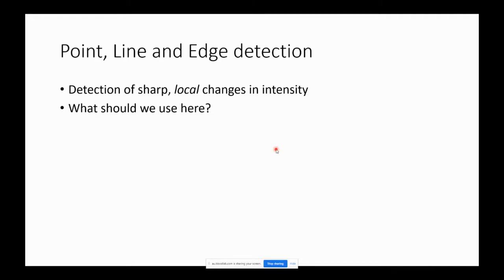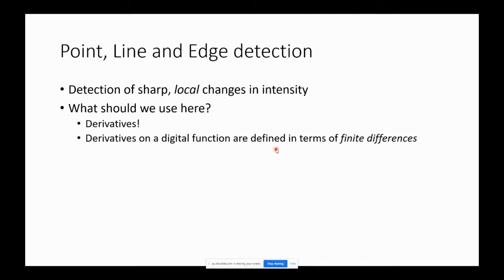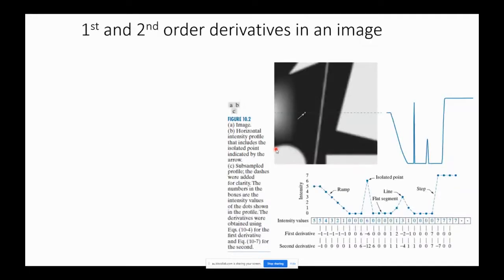So what we do here is use the derivatives, right? Derivatives are used to detect changes in intensity levels. And the derivatives of digital functions are just finite differences. So if I have an image like that, then remember this, right? We've seen it before the Easter break. And we are going to use the stuff that we've learned before, together with other concepts as well.